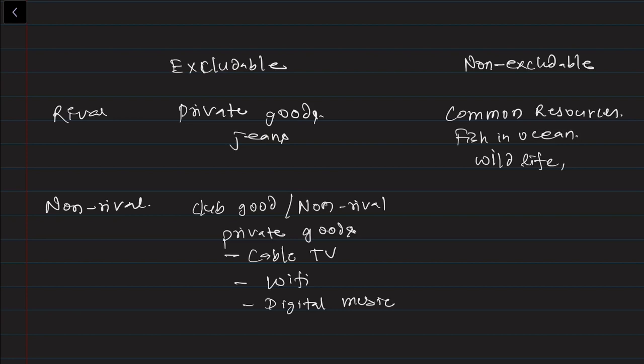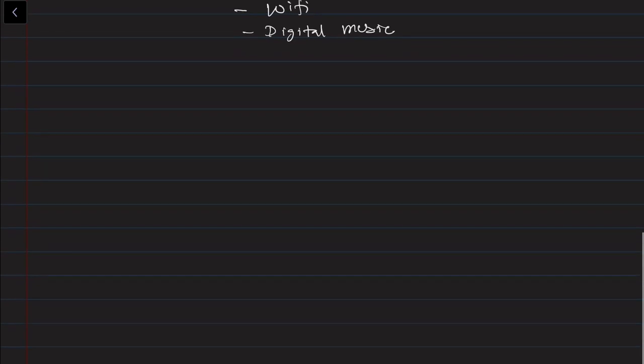Now the other type is whenever the good is non-rival and non-excludable, we call this a public good. For example, national defense. So these are a few types of goods: private goods, common resources, club goods, and public goods. If you remember this, then it will be very helpful for you to solve a few questions. Now let's move on to talk about tragedy of the commons.